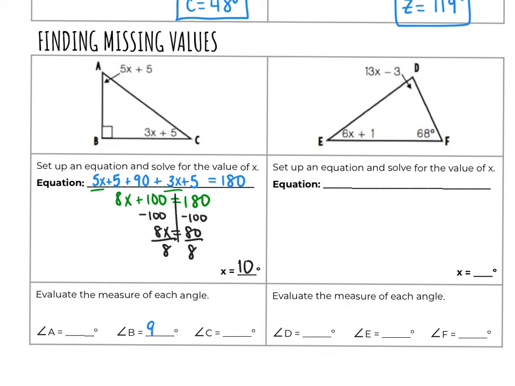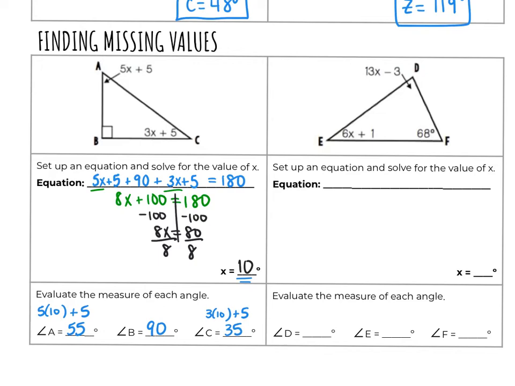I already know that angle B is 90 degrees. To find out what A and C would be, I'm going to use 10 degrees for x. For A, which is normally 5 times x plus 5, I'm going to plug in 10 for x. So 5 times 10 would be 50, plus 5 would tell me that that angle is 55 degrees. Angle C would work the same, 3 times 10 plus 5, and that would be 35 degrees. And I could check to make sure that those actually add up to 180. So 55 plus 90 plus 35 is in fact 180, so we're good to go.